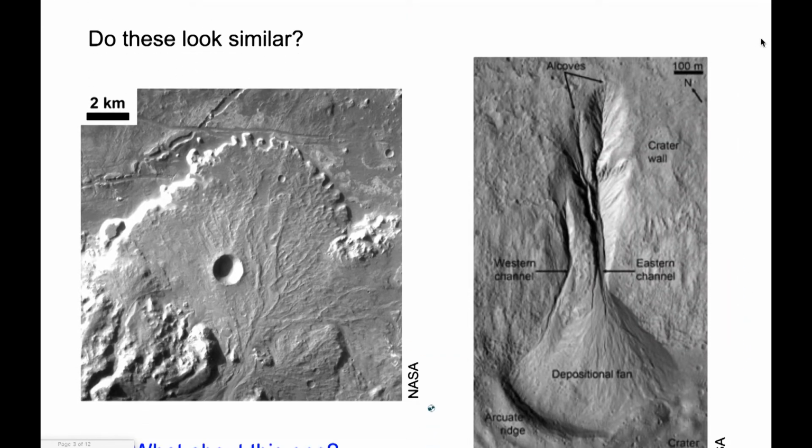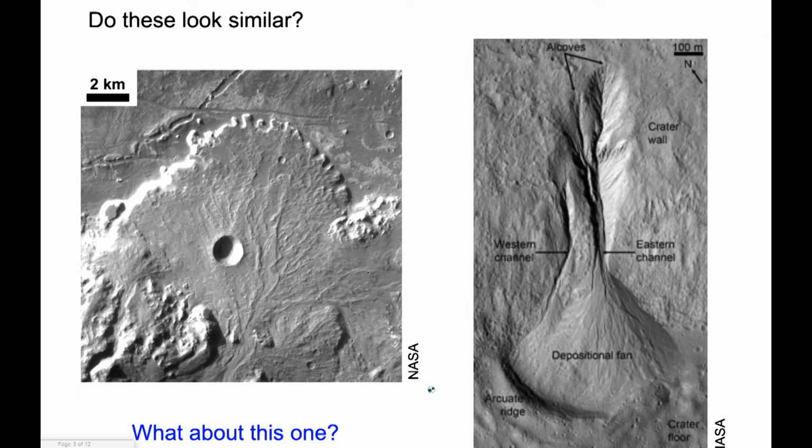Do these images look similar? Notice how we have a river opening up onto a flat area, sediment gets deposited, and we have this nice fan shape. Here's another one. River opening up onto a flat area, sediment gets deposited, and we've got this nice fan shape.